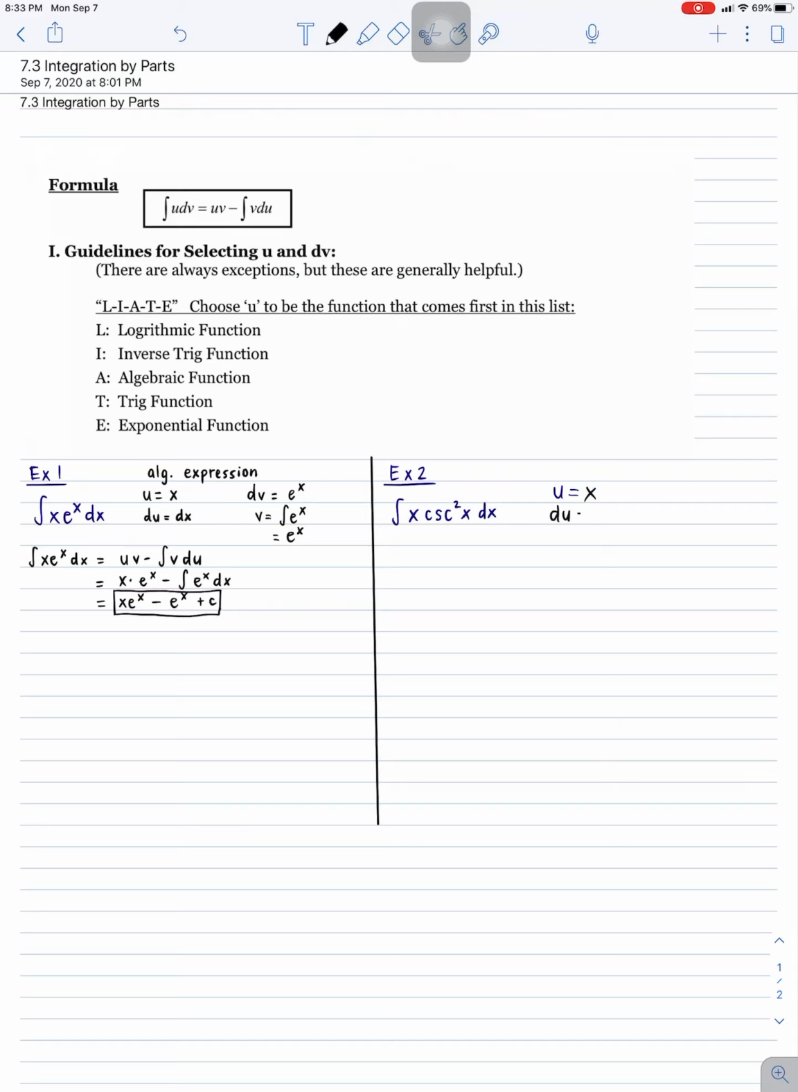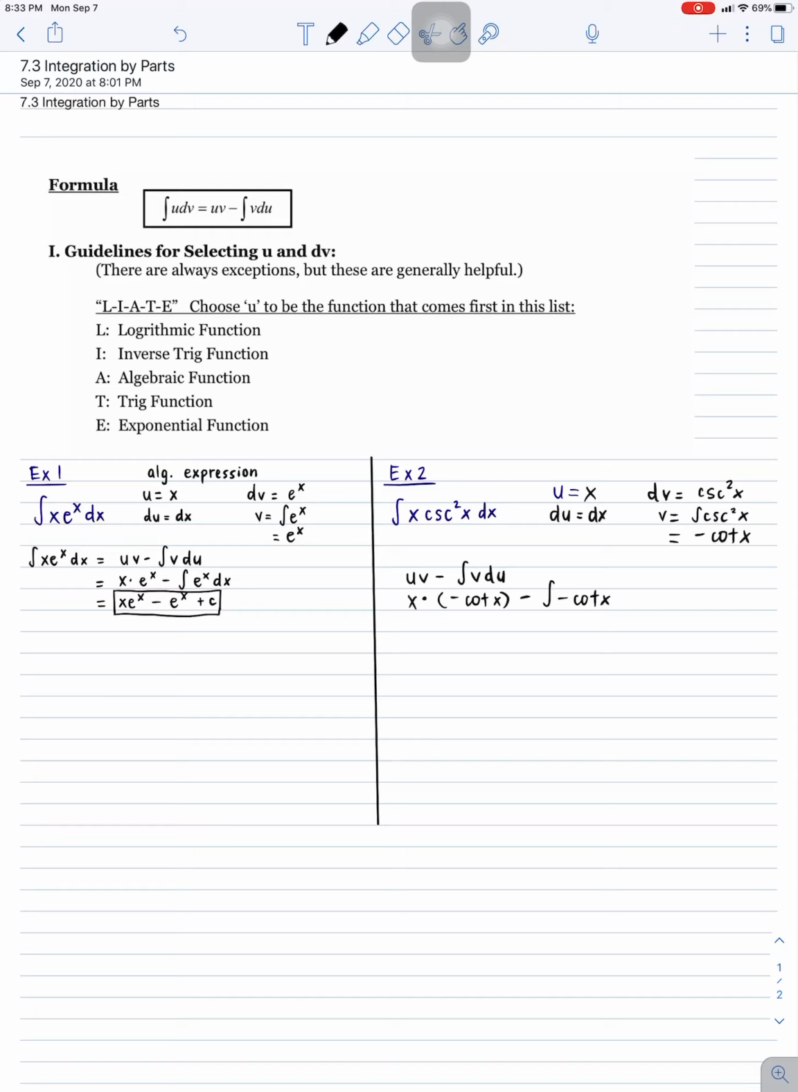Therefore du is dx. And the other part is just going to become your dv, so that's going to be cosecant squared x. To get v, you're going to take the integral of cosecant squared x, and the integral will be negative cotangent x. So now you're just plugging it in. You go uv minus the integral of v du. What does u equal? u is just x. What does v equal? v is negative cotangent x, minus the integral of v, and v is negative cotangent x.